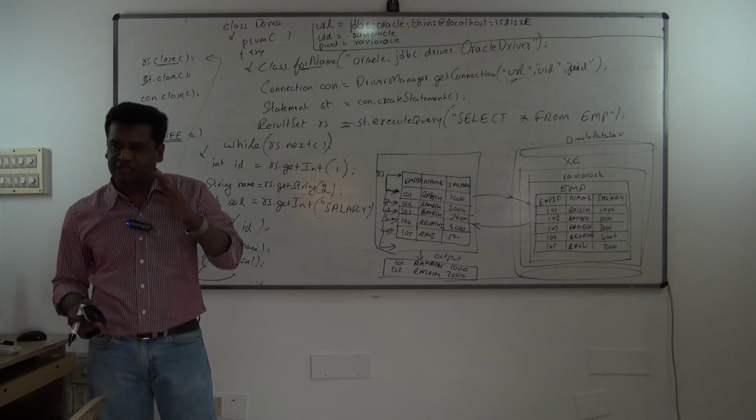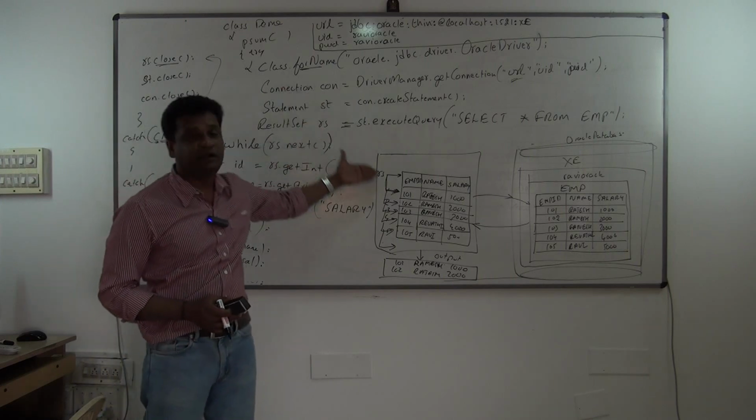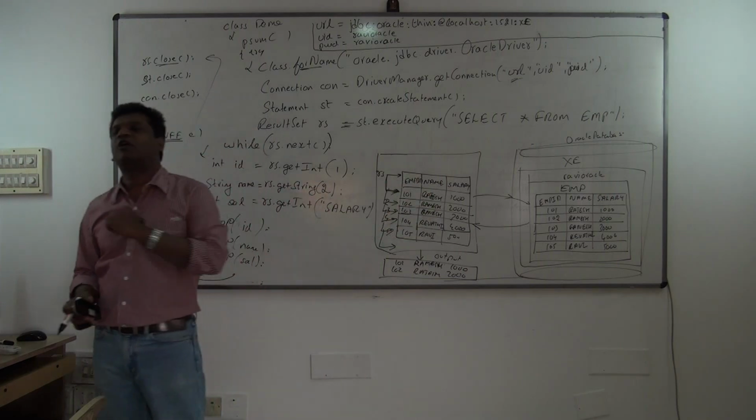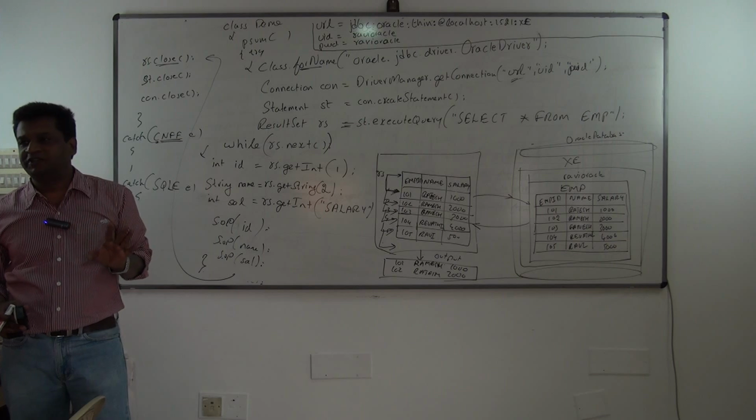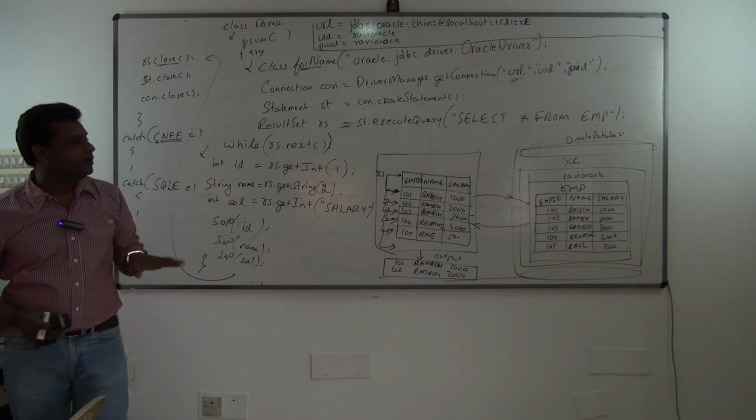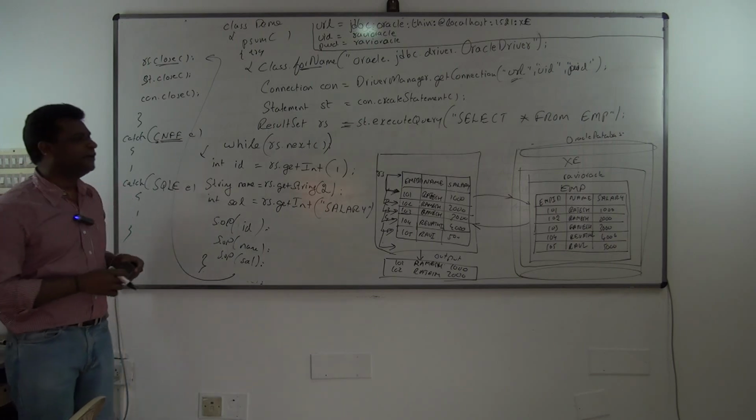We write the code. But in Java again we don't write the code, we go on calling what? Methods. Because all logics are ready-made in Java. That is the beauty of Java. We don't even write a single line of code. Understood? So I'll code it and show it to you.